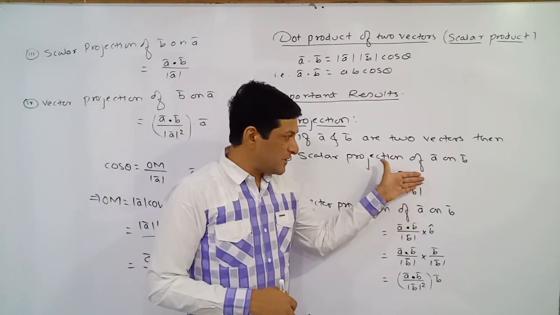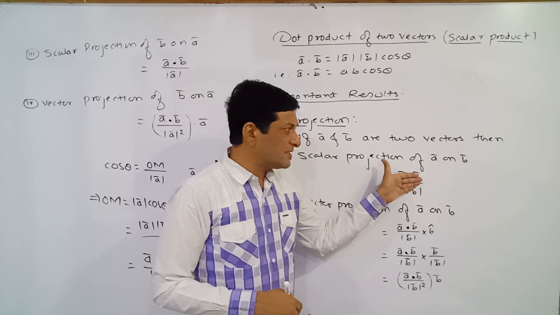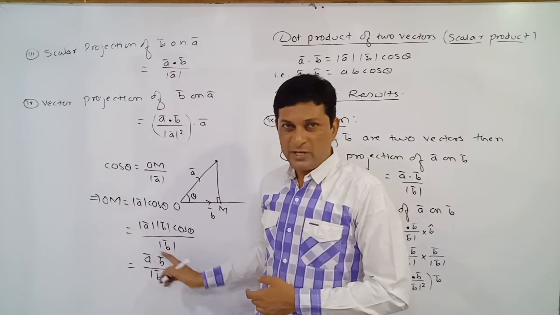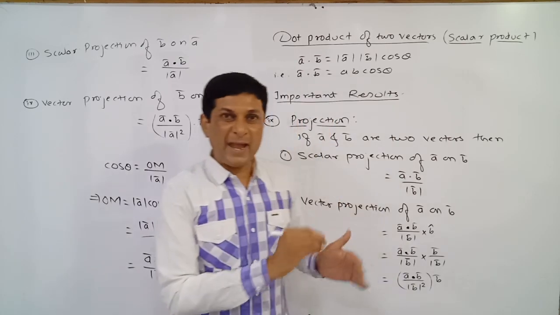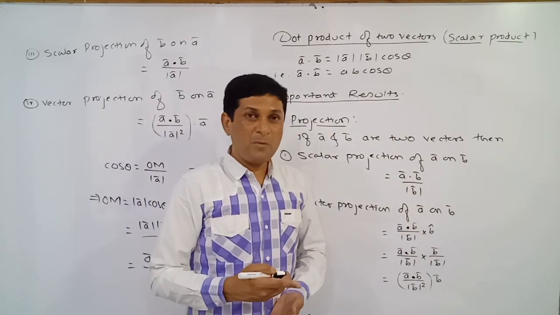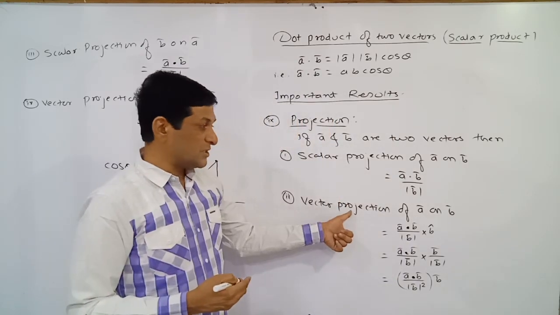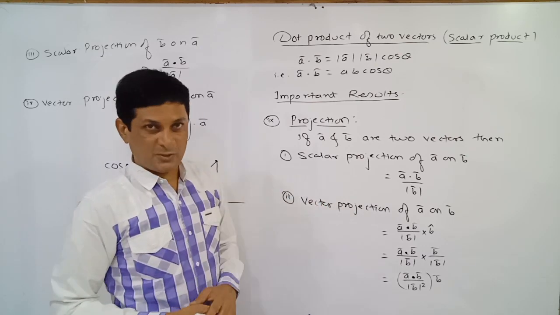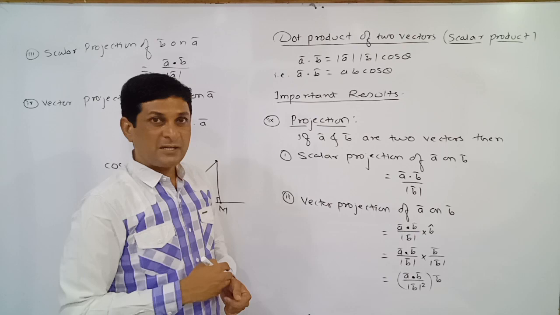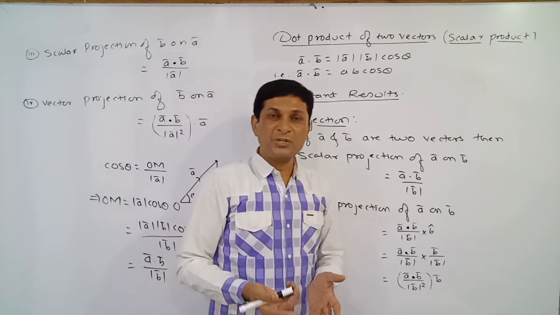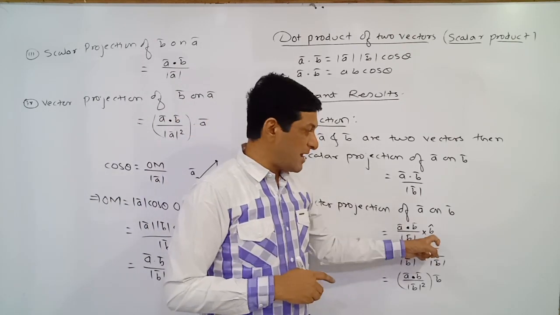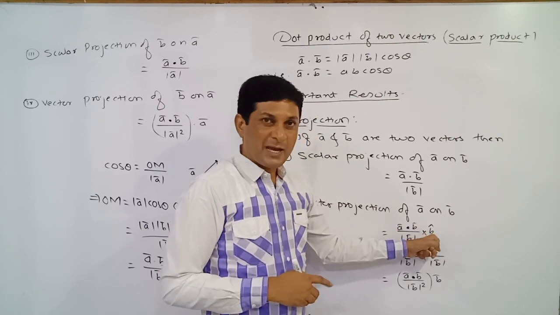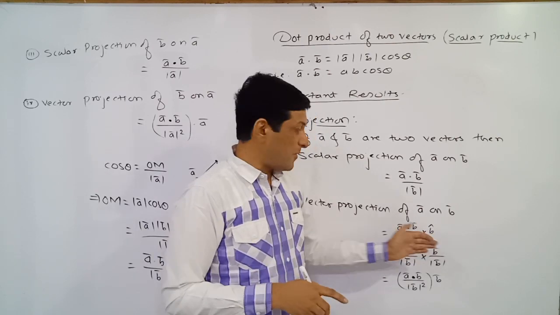So this number is nothing but the value of OM. We have considered only the magnitude of that projection. Now we are finding the vector, which means we are considering direction also. And which is the unit vector in the same direction? Definitely the unit vector along B bar is denoted by B cap. So if we multiply this number by B cap, we are getting a vector of how much magnitude?